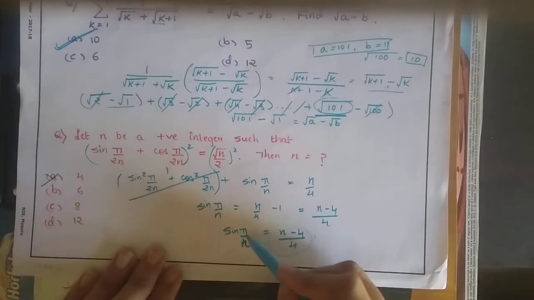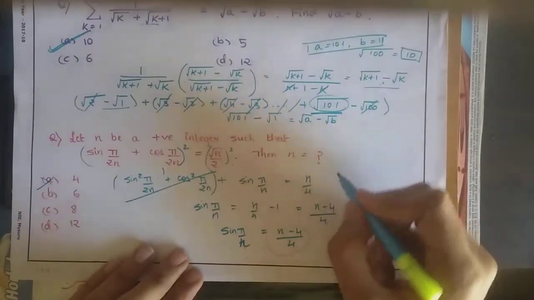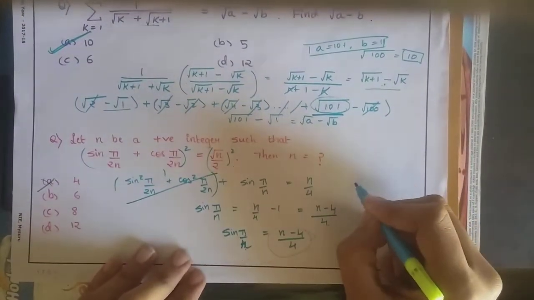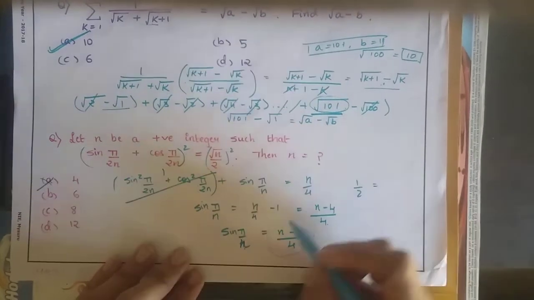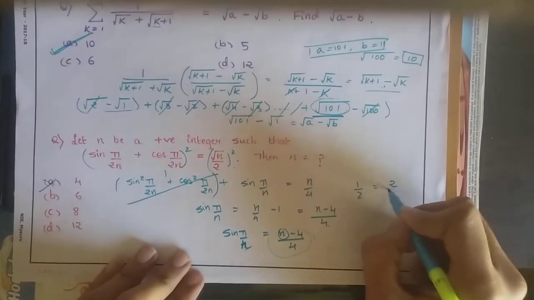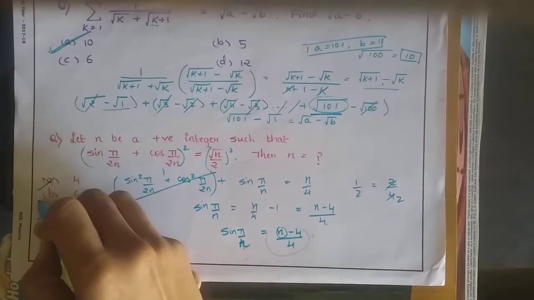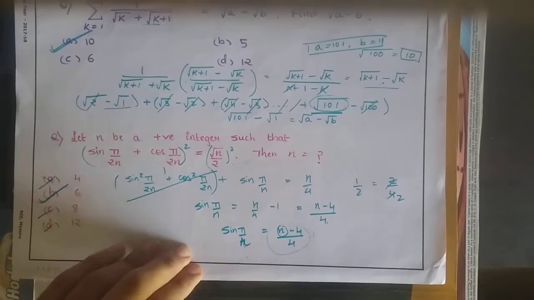If we put 8, let's see that later. But let's put 6 first. So sine pi by 6. What is sine pi by 6? 1 by 2, right? So sine pi by 6 is 1 by 2. It should be equal to, we just substituted 6, right? So 6 minus 4, that is 2, divided by 4, that is 1 by 2. So without checking the other two options, we easily got the answer as 6.